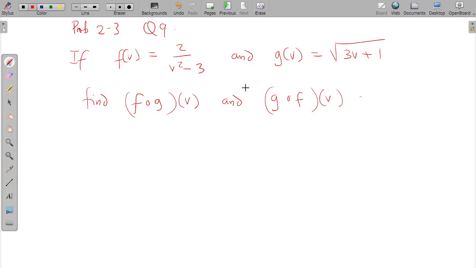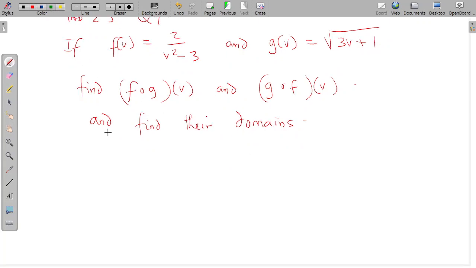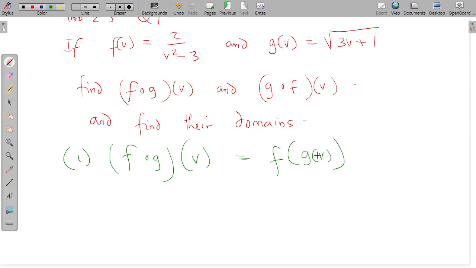Okay, so that is the question, but I will add and find their domains. Sometimes we can ask you to find the composite function and then, for the result of it, find the domain of it. Okay, so we are dealing with the first one, which is f of g, which is the same thing as f g.